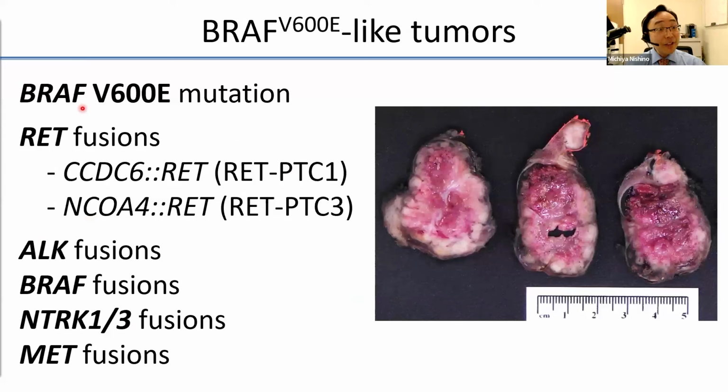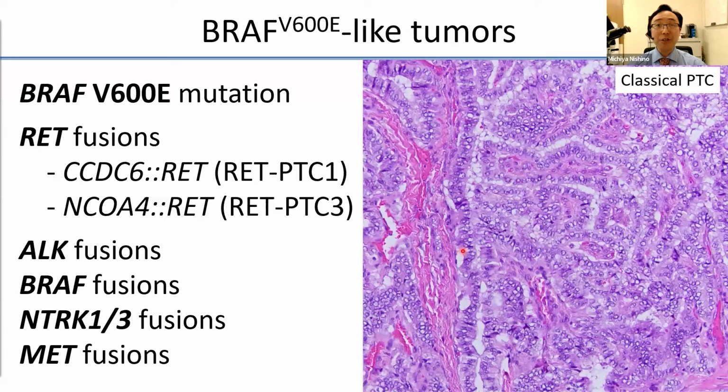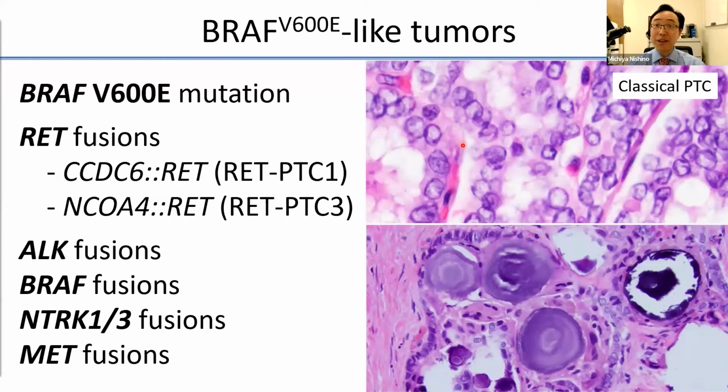In addition to the BRAF V600E mutation itself, gene fusions involving the RET proto-oncogene, ALK, the BRAF gene, NTRK, and MET are all considered BRAF-like in terms of their effect on thyroid neoplasia. These tumors tend to grow in an infiltrative fashion, usually without a well-defined fibrous capsule. Classic papillary carcinoma is the archetype of a BRAF-like tumor, with arborizing, finger-like papillary projections and overt nuclear atypia, with nuclear enlargement, chromatin pallor, and nuclear irregularity. Psammomatous calcifications are pretty typical of BRAF-like classic papillary carcinomas as well.